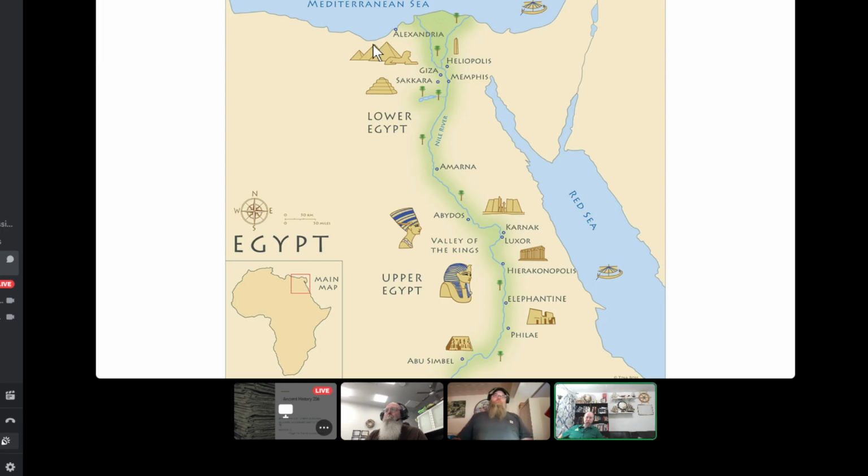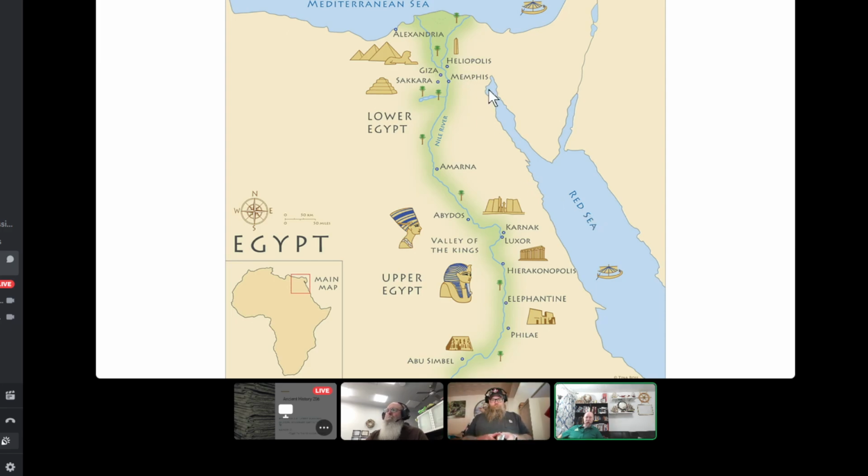Obviously, as you get closer to the Mediterranean, this is closer to sea level, and this is somewhat higher elevation. And also, it's upriver is where we get the Upper Egypt from, and downriver is where we get Lower Egypt from. So those are the two things to keep in mind about the way Egypt looks.